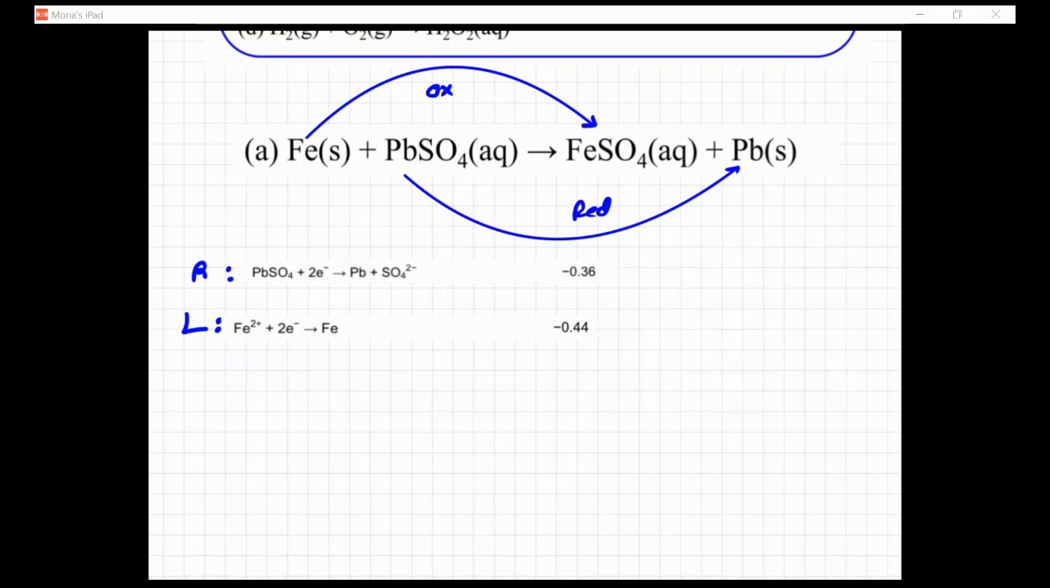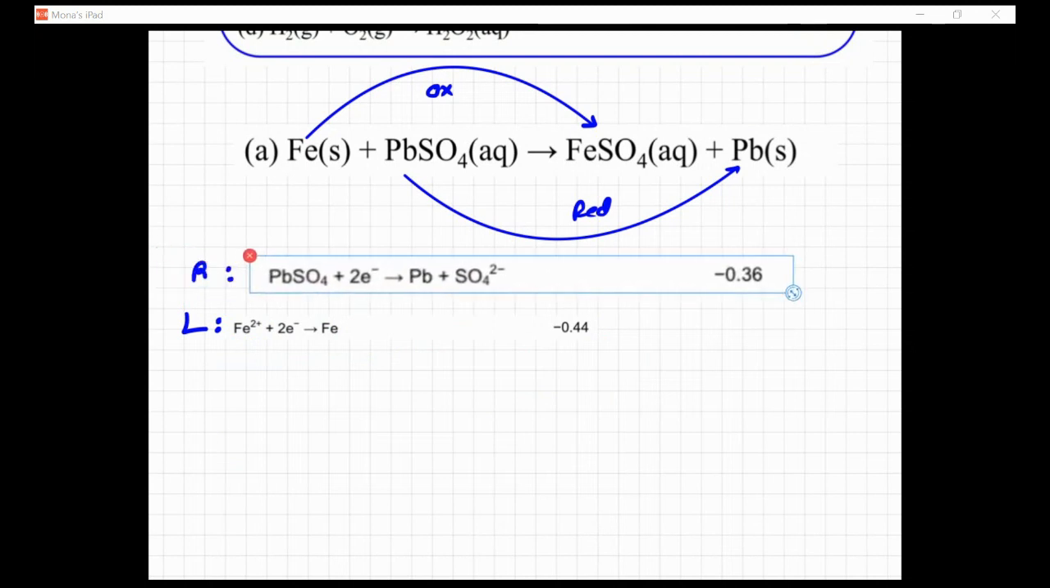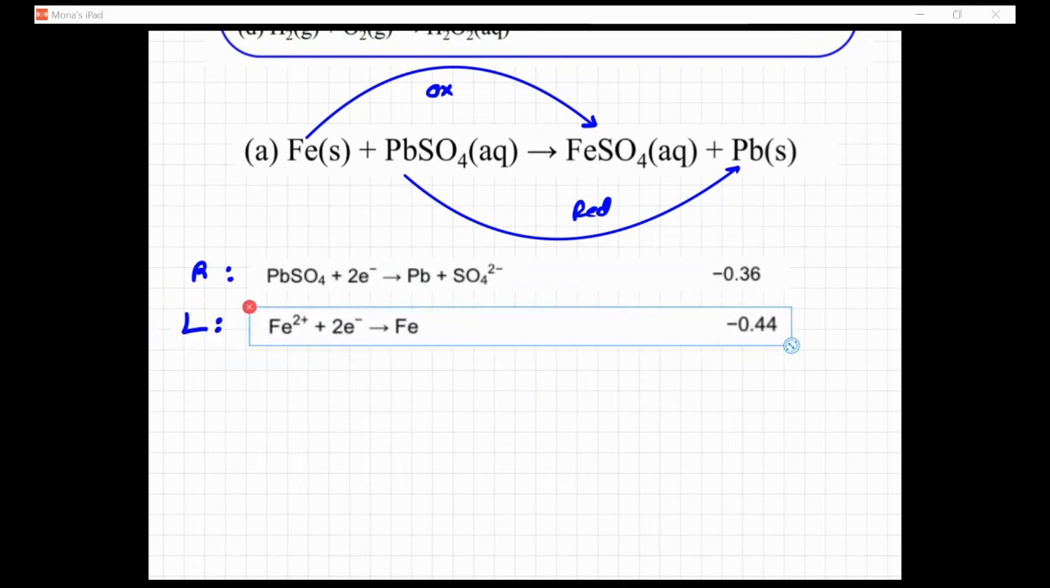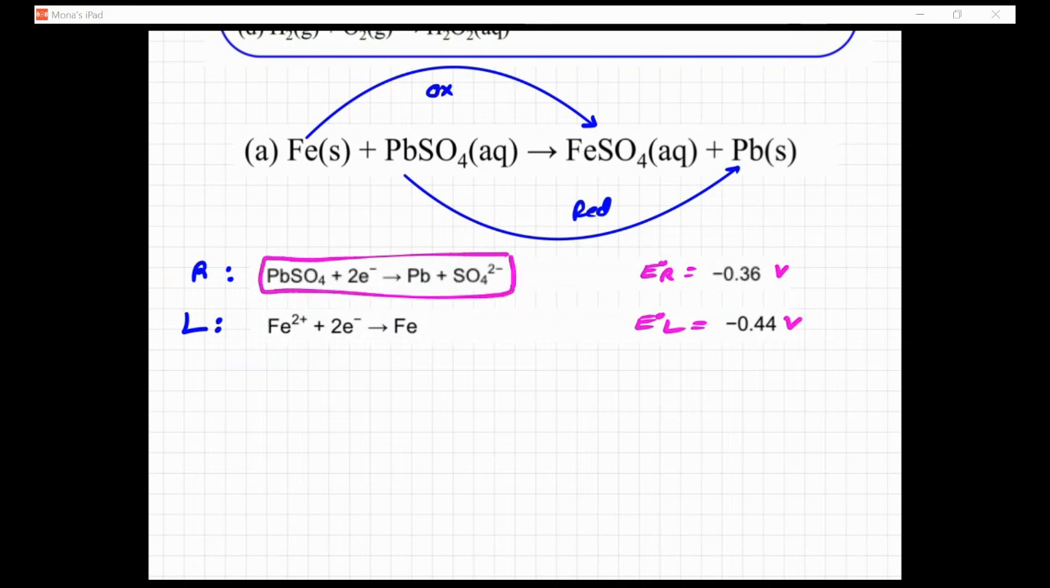So let's just try to make it clear here. This is my reduction half reaction, and this is the oxidation, but we are flipping, as you are aware. So what is this here? This is E right, equal to this value in volts, and this is E left, equal to this value in volts. So we have the two reduction half reactions, the first one on the right, and the second one on the left.